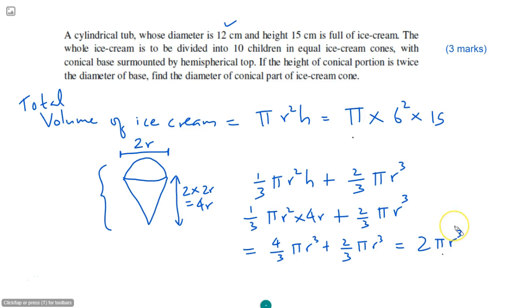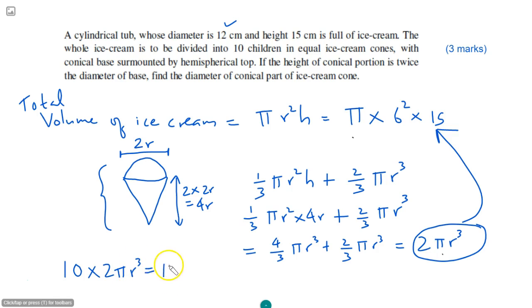So 2 pi r cube is the volume of one portion of ice cream, and the whole ice cream is being divided into 10 equal portions. So 10 times this volume is going to be the total volume, right? So you can write 10 into 2 pi r cube is equal to pi into 6 square into 15. If you solve this equation, you will get r equals 3, which means the diameter of the conical part is going to be 6 centimeters.